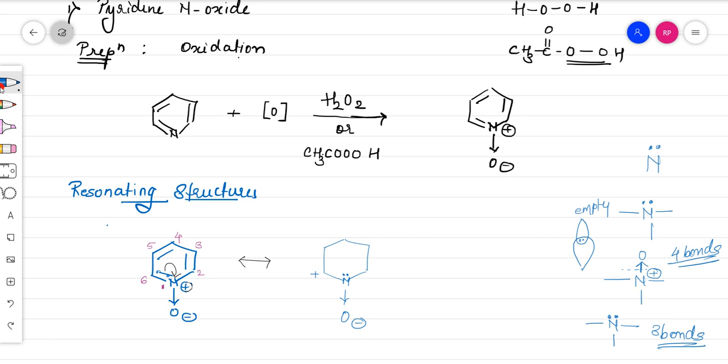Positive, very good. So this will be positive, right? And what happens to the remaining structure? It remains as it is. Is that clear to you? Have you understood this? Okay. Now, can you draw the third structure? I shall rub this part.